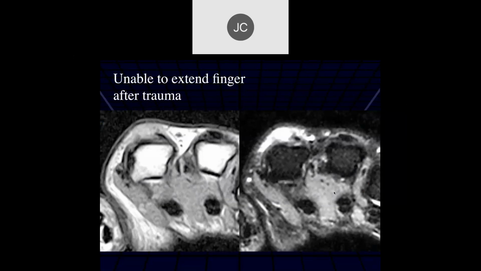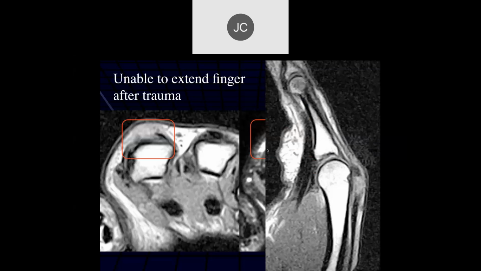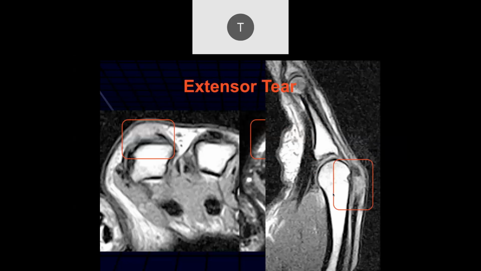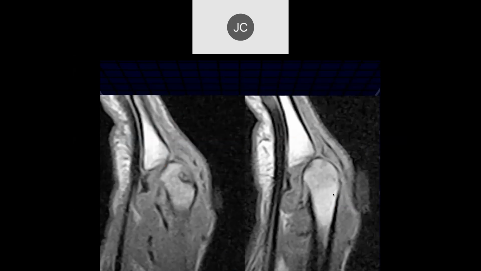Tayson, unable to extend fingers after trauma. Okay, so I don't see an extensor tendon on the second digit there, and definitely the sagittal band looks deficient too. Okay, you're on the sagittal images. Yeah, looks like a full thickness tear proximal to the MCP joint. Yeah, good. Not a lot of retraction.